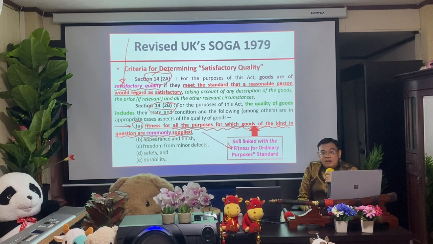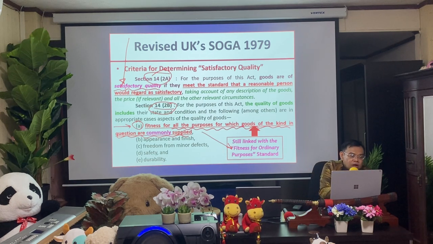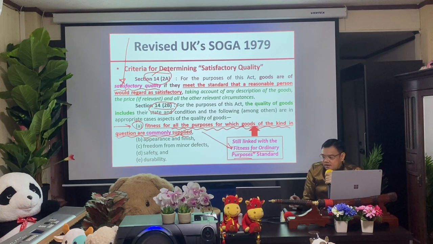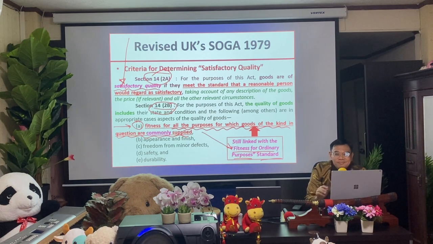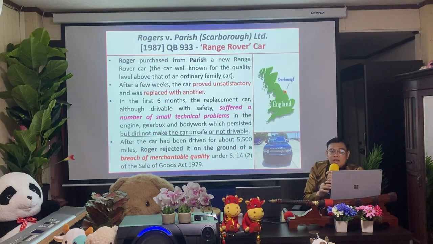So we can see that the ideas surrounding satisfactory quality still surround what? Fitness for ordinary purposes. So the standard is still the fitness for ordinary purposes standard, right? Even though the Act changes the concept of merchantable quality into satisfactory quality, the idea seems to be linked to fitness for ordinary purposes. So we can say that in English law there is the requirement that the goods be fit for their ordinary purposes.